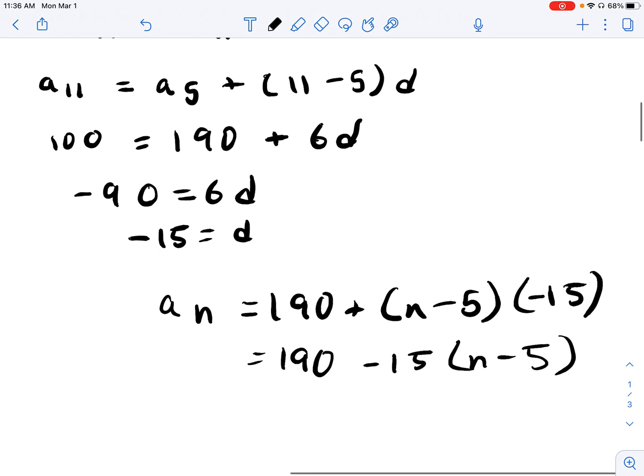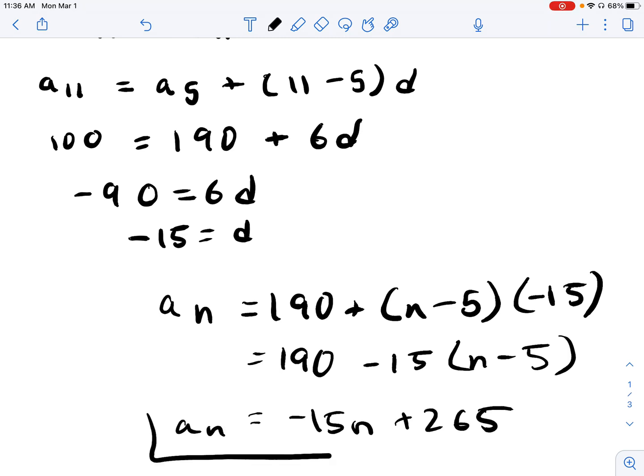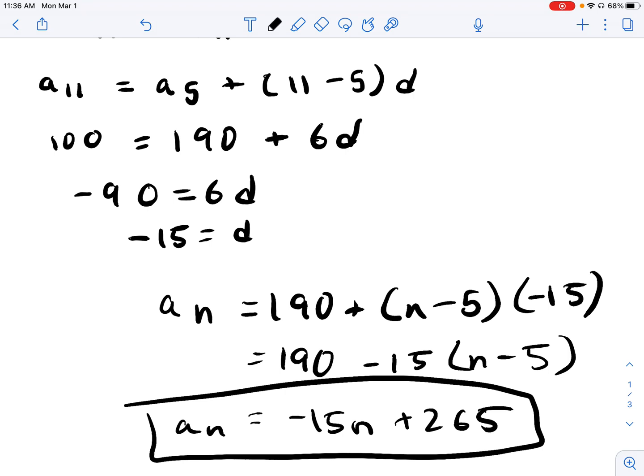And we clean that up a little bit. What do we have? That's negative 15n. 75 plus 190, that's 265. And there we go. It's a horrible box, but you get the idea. All right.